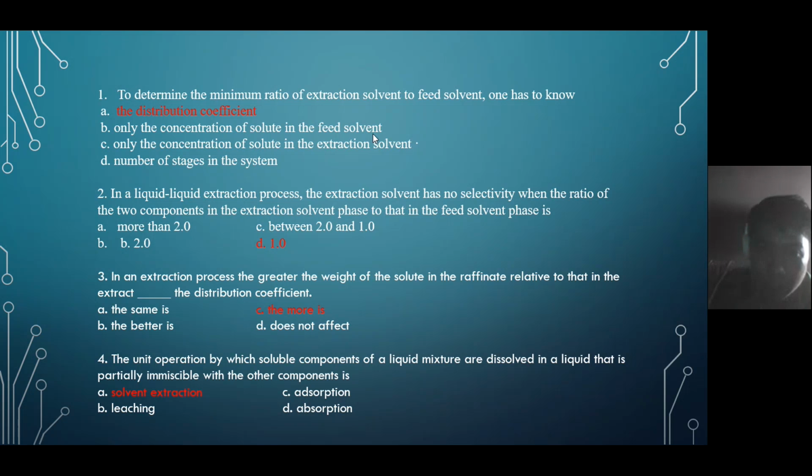Number 3. In an extraction process, the greater the weight of the solute in the raffinate relative to that in the extract, the more is the distribution coefficient. So why did we answer C, the more? It's because if you have a greater amount of solute in the raffinate, it indicates that it has more distribution coefficient, since we are dealing with the solute in the raffinate and extract. So the two should be balanced in order to have a balanced coefficient.